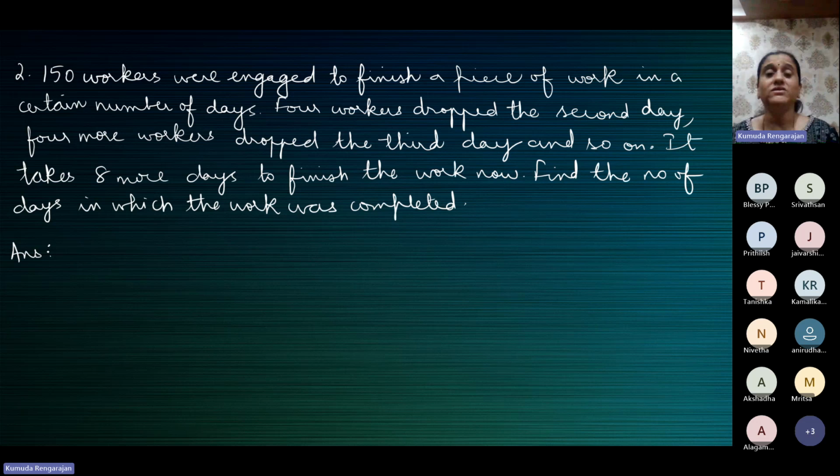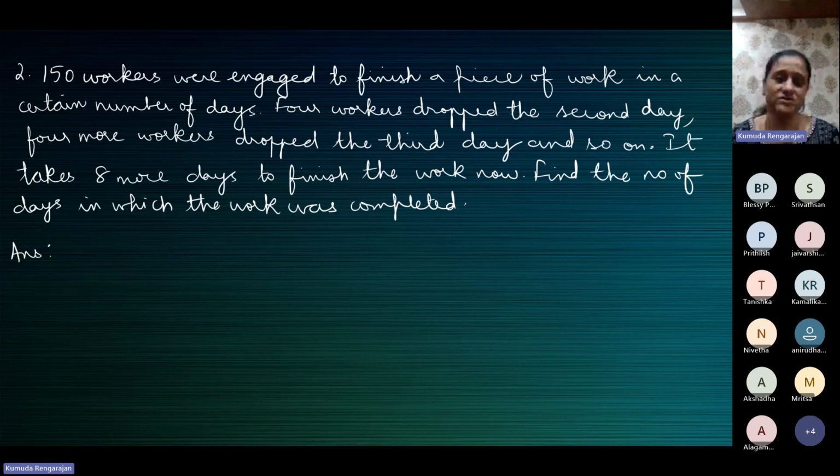See, in both the situations, the first AP is 150, 150, 150 for n days. The second AP is 150, minus 4, 146, minus 4, 142, minus 4, 138, minus 4, 134, like that. So we have one AP with 150, 150, 150 for n terms, because the work should have been completed in n days. For every day you have 150, right? So n days, so n terms. In the second AP we have 150, 146, 142, like that. The work was completed in n plus 8 days.